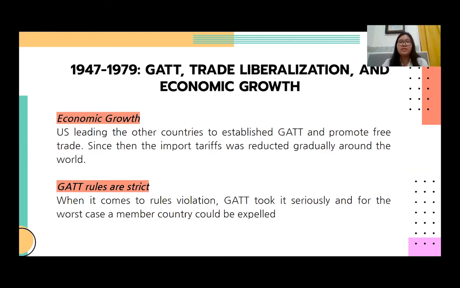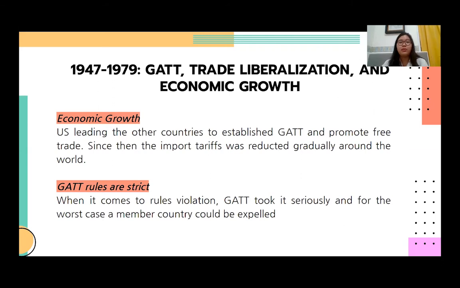The economic damage caused by the Smoot-Hawley Act had a strong influence on the economic institutions and ideology of post-World War II, so that the U.S. led the other countries to establish the GATT and promote free trade. GATT was a multilateral agreement whose objective was to liberalize trade by eliminating tariffs, subsidies, import quotas, and so on.